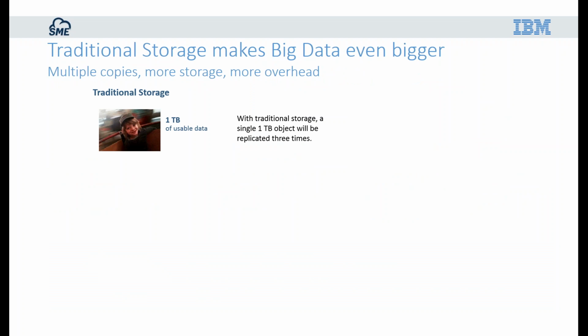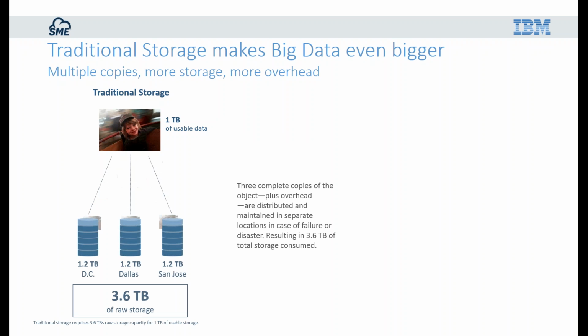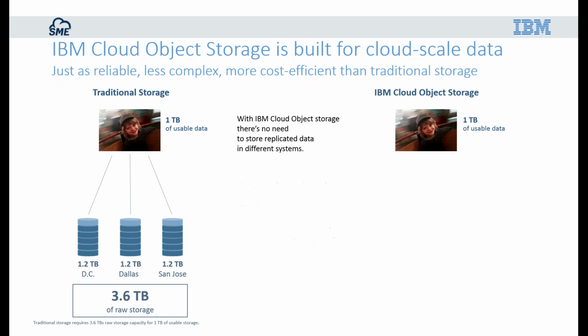Imagine that we have 1 terabyte of usable data. With a traditional approach, it would be replicated 3 times, resulting in 3.6 terabytes, for example, of raw storage, because it will be on 3 different disks with a RAID file system, for example. So at the end, we are triplicating the space we need.